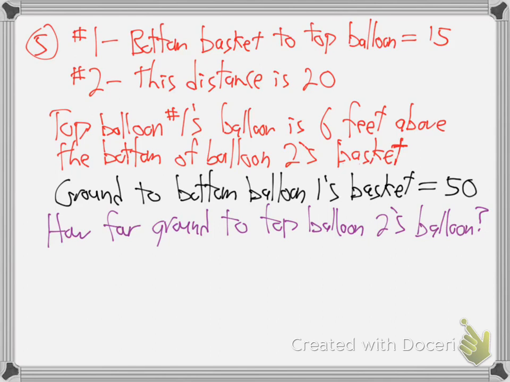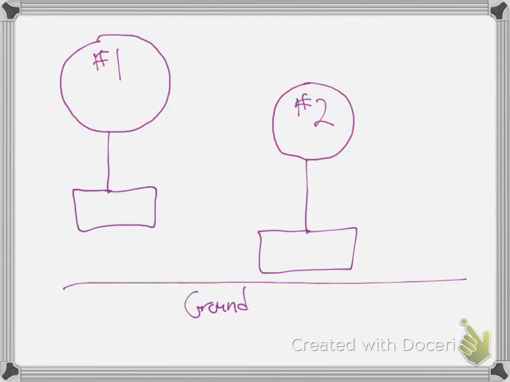So how about this first fact? Bottom of basket to top of balloon number 1, this is balloon number 1, is 15. So, how do I put that? That's balloon number 1. Doesn't that mean this right here? Do you see how I'm using double-sided arrows there? That's really helpful. Let me really encourage you. I know that seems small.